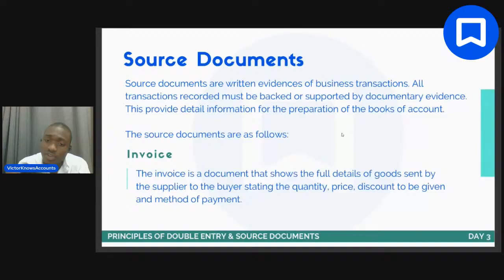You have payment vouchers, pay slips, check counterfoils, receipts, bank statements, billing cards, purchase orders, delivery notes, goods received notes. But there are some that are very important, and they make recording possible in what? In the books of original entry.